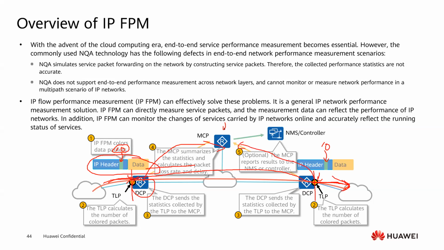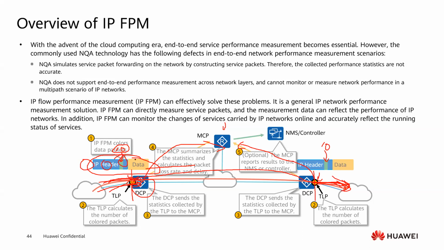the MCP will do the calculation: how many are in, how many are out, what is the time when entering, what is the time when exiting. For the first 10 packet and the second 10 packet, what is the latency, and for the third packet, what is the latency. So based on that information, you can calculate the packet loss rate, the latency, the delay, and the jitter.